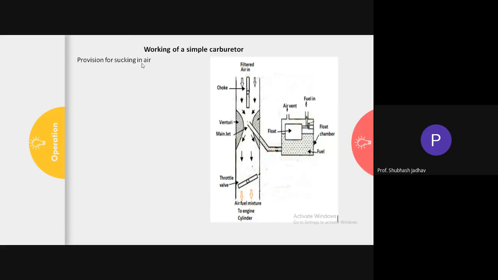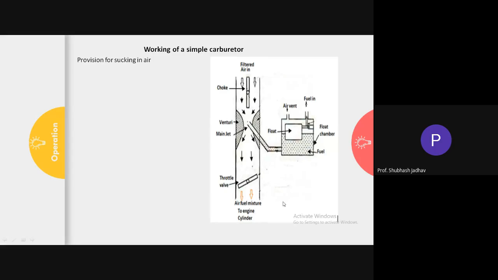So to ensure that a metered quantity of air is coming, there should be some mechanism, some provision for sucking the air. And as we discussed in the previous lecture, what is the provision for sucking? What we have done is connect this particular side to the engine cylinder, that is the inlet manifold.